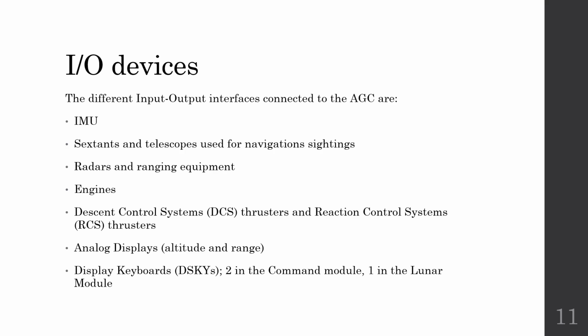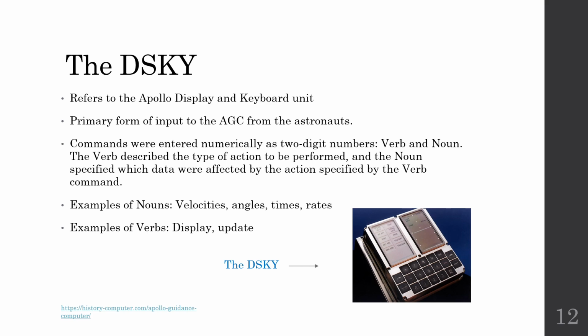So the descent control system, DCS thrusters and reaction control system thrusters are output devices, and it also has analog displays to display the altitude and range of the spacecraft. And it has a special device called display keyboards or DSKY. Two DSKYs are present in the command module, and one is present in the lunar module. The DSKY stands for the Apollo display and keyboard unit. It is the primary form of input to the Apollo guidance computer from the astronauts.